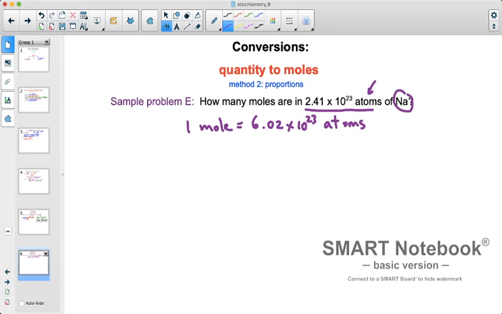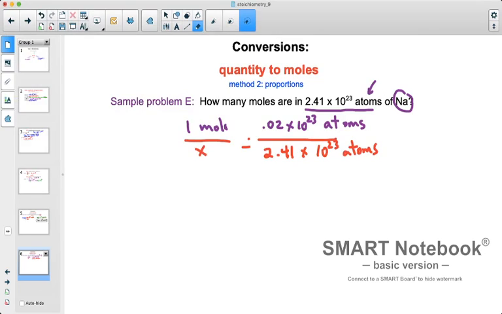Now, all I'm going to do right now is just set up my proportion. Once I know that 1 mole is equivalent to 6.02 times 10 to the 23 atoms, then I have to figure out how many moles are actually in 2.41 times 10 to the 23 atoms. Since it's a proportion, I'm going to cross multiply. Let's just make it more clear. I'm going to put the equal sign in the middle. And this was erased, so let's fix that. And then I'm going to cross multiply.